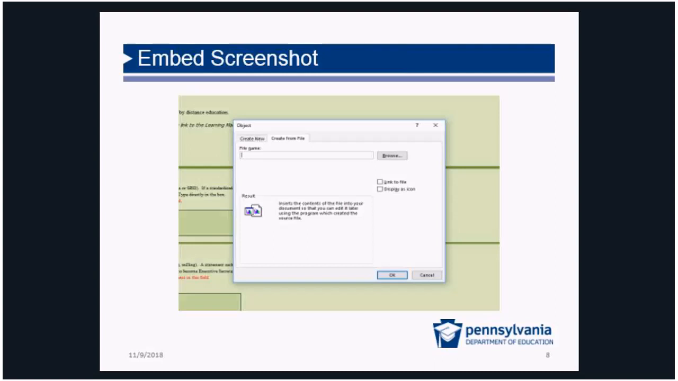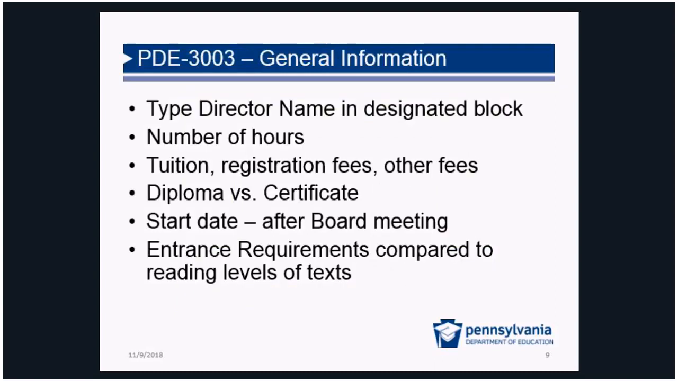On the PDE 3003 tab, you'll enter your director's name, the number of hours of instruction or credits, tuition, registration fees, whether you're awarding a diploma or a certificate, the start date. Please always be sure that the start date is after the board meeting when your application will be considered. And you will enter the entrance requirements.